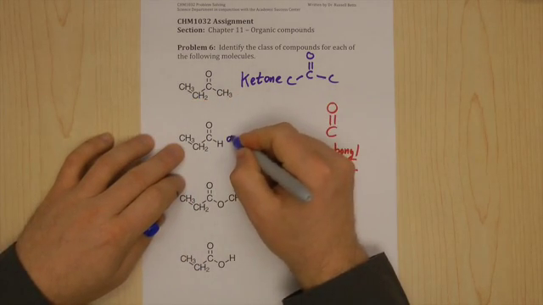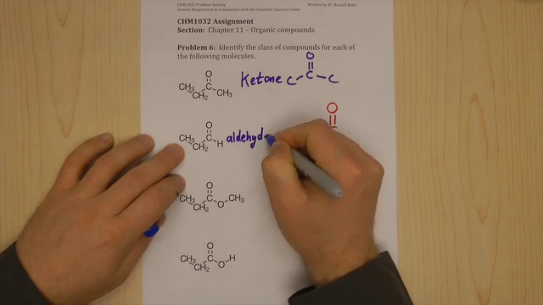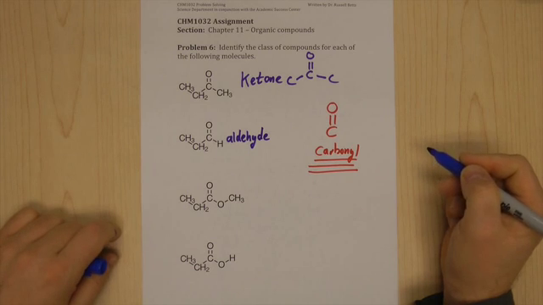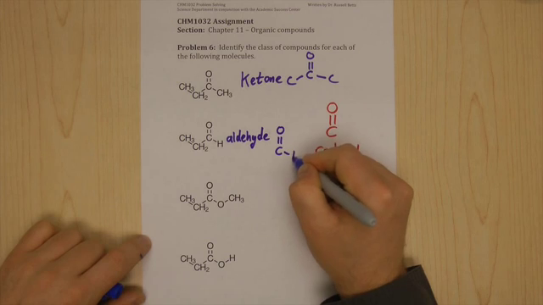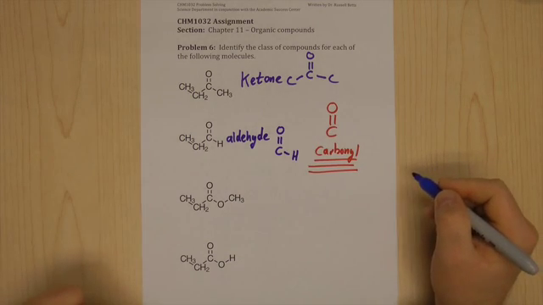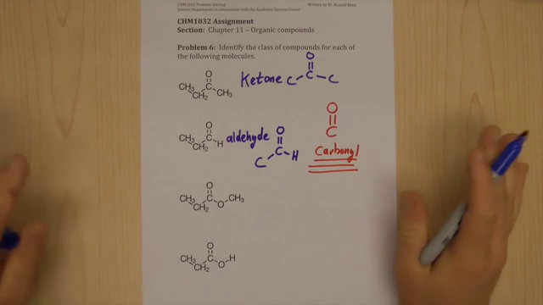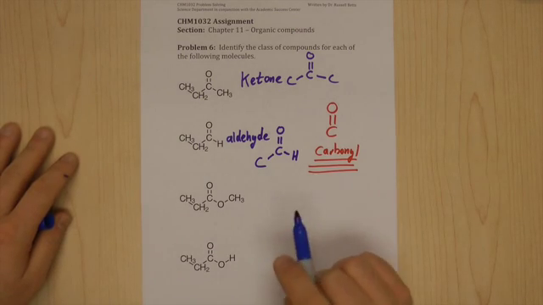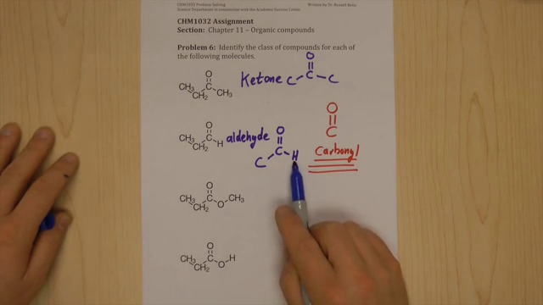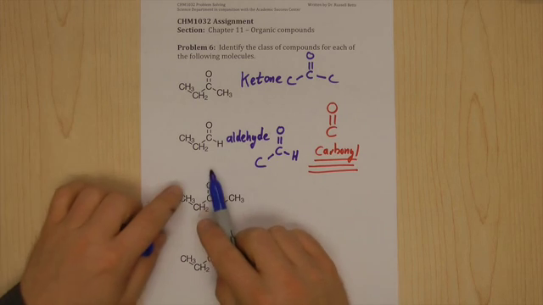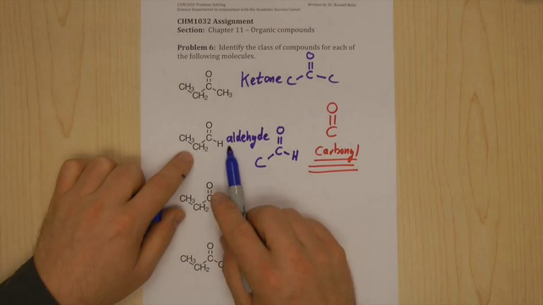This one, this is aldehyde. Now, aldehydes have a carbonyl, and they must have at least one hydrogen attached to the carbonyl. Usually, there's only one. There can be two, that's a very specific example, but usually there's only one. Carbon of the carbonyl has a hydrogen directly attached to it and another carbon. This is known as aldehyde.